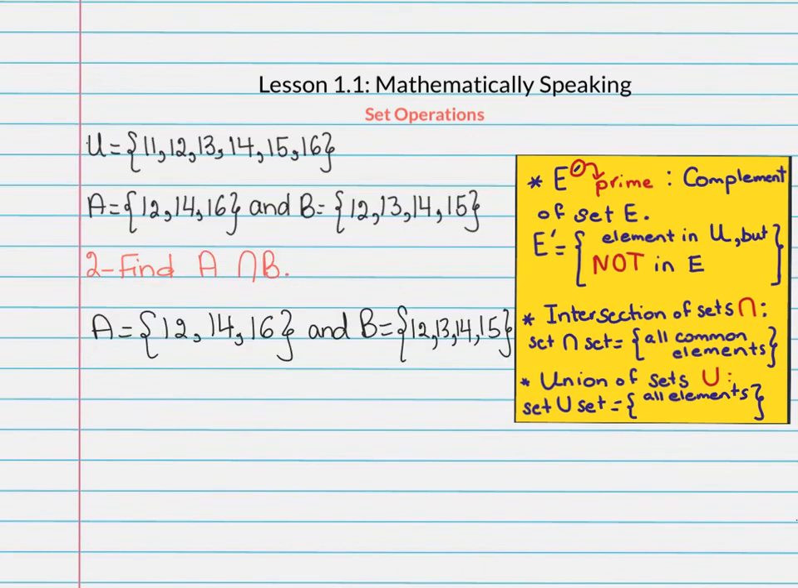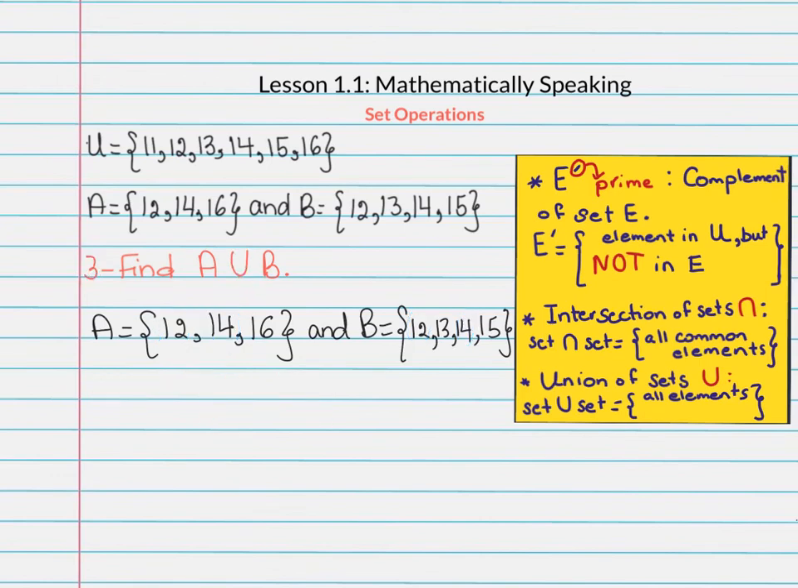Question number 2, find the A intersection B. Remember, intersection means the common. We list only the common elements. Let's circle the common elements between A and B. 12 is found in both. 14 as well is found in both. There's no other element that is common. So A intersection B is a set that has 2 elements. They are 12 and 14, the common between both.